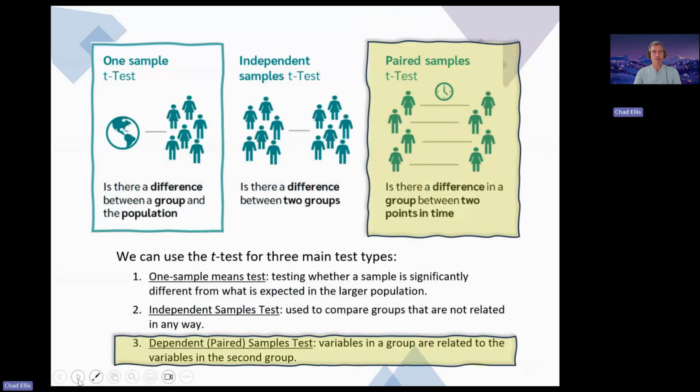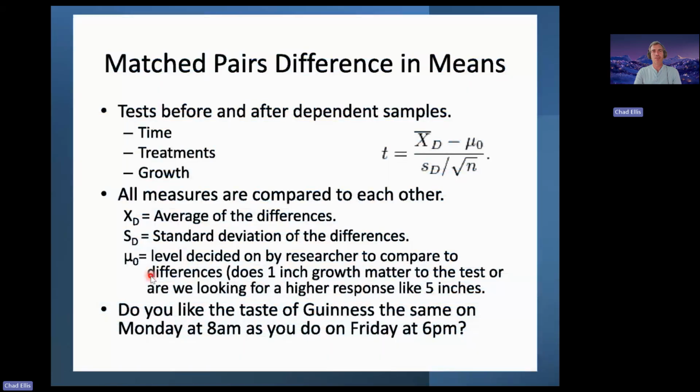So we use the paired samples t-test a lot to see if there's any change in a variable over time, right? So time is also used a lot in treatments, right? Does a drug have a significant effect on some health condition? And we'll look at an example like that. Growth, right? Things like that. So often we're using the paired sample t-test to see if there's any before and after effect by some treatment.